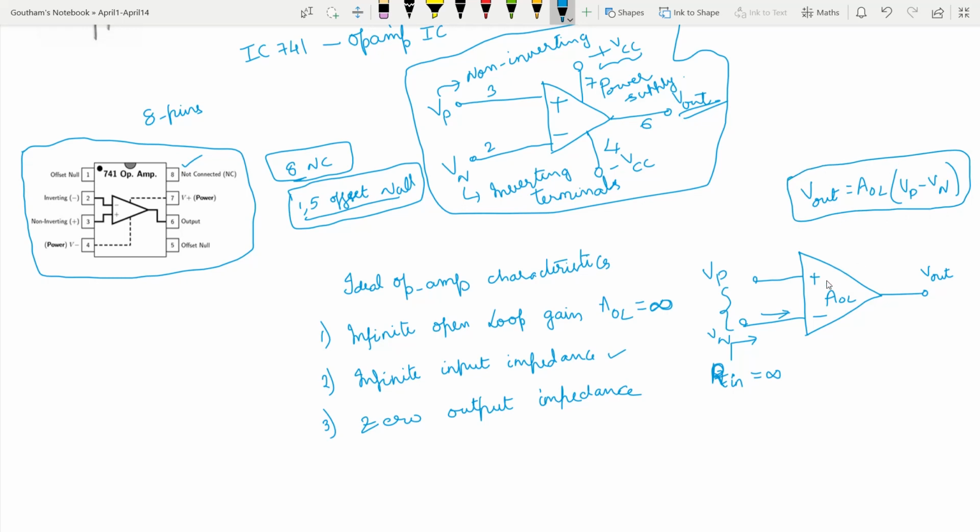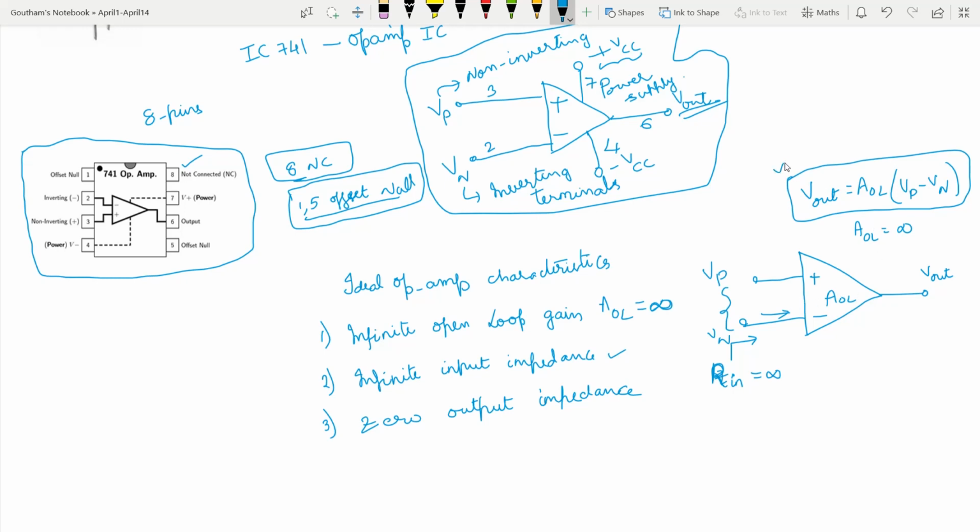On an ideal op amp, we require AOL to be infinity. That means any small difference between these two terminal voltages needs to be amplified infinite times. That is what this means. See what the behavior of the op amp is: V out is nothing but AOL times (Vp minus Vn), where AOL is the open loop gain of this op amp.